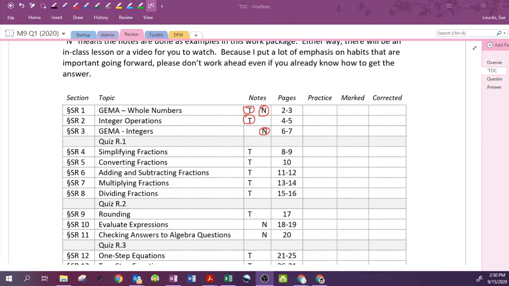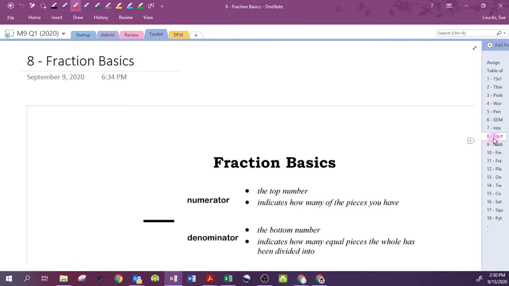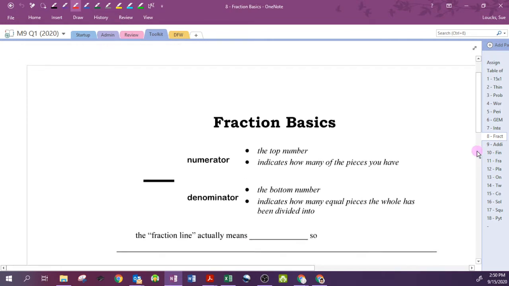Hi everyone. We are going to do the start of year review section 4, simplifying fractions. And from the table of contents page, I can see that there's a T here, which means we have a toolkit page to do. So I'll pop over to the toolkit page, and we have one called Fraction Basics. So it's number 8, should be 8 pages down.